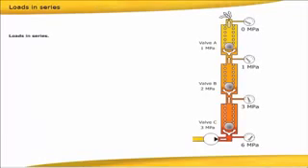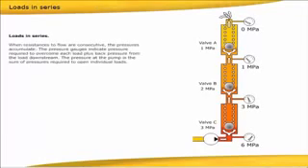Loads in series. When resistances to flow are consecutive, the pressures accumulate. The pressure gauges indicate pressure required to overcome each load, plus back pressure from the load downstream. The pressure at the pump is the sum of pressures required to open individual loads.